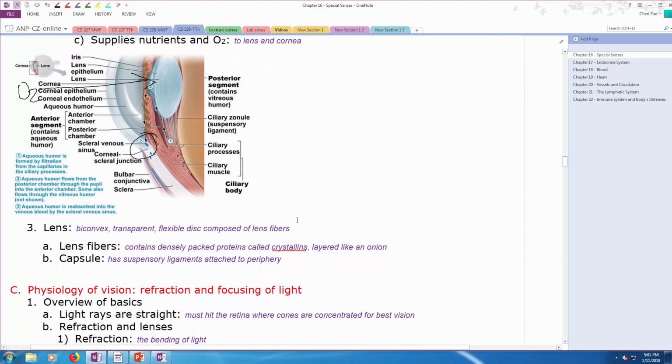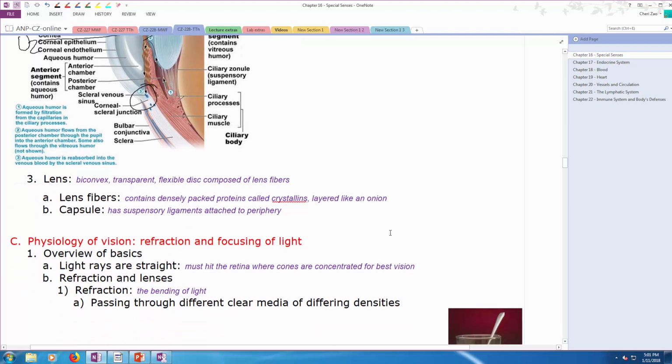What's cataract? We're going to get into cataract too. So, okay. Lens, and that's coming right on into it.